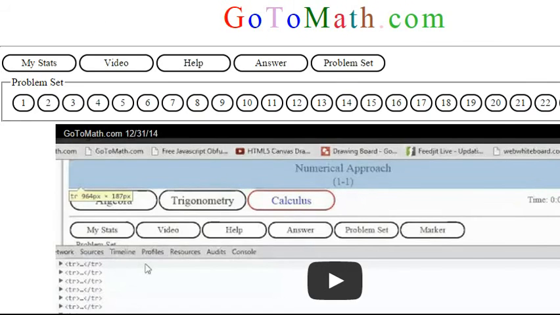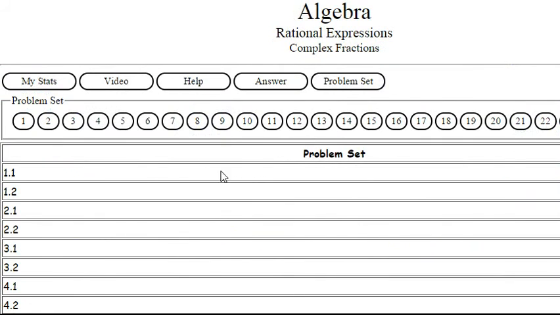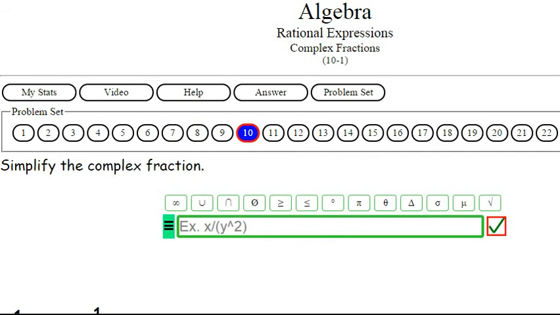Okay, we're over here at gotomath.com. Click on the algebra. Let's go down to complex fractions, and we're looking at 10.1.